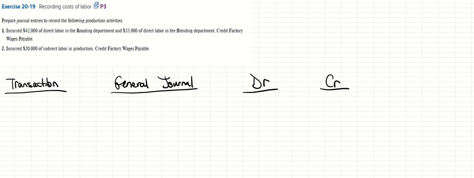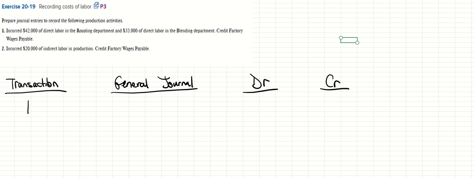So let's start off with number 1. Transaction 1. There are two different things we have to do here. It looks like two different departments are involved with this entry. So $42,000 of cost was incurred for direct labor for the roasting department. Whenever a cost is incurred for direct labor, that means you have assembly workers actively working on getting the units produced into their finishing condition.